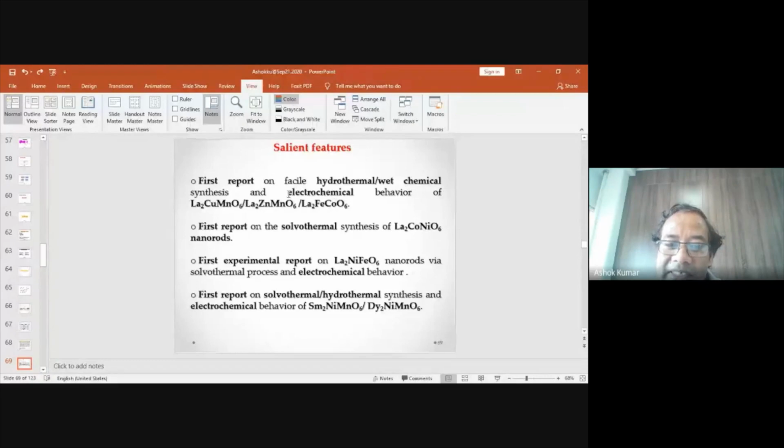So this is certainly interesting. Then, first report on solvothermal synthesis, and then again it becomes interesting. Then, first experimental report on this nanorod via solvothermal process. So experimental report means this compound was predicted theoretically, but experimental study was not available.